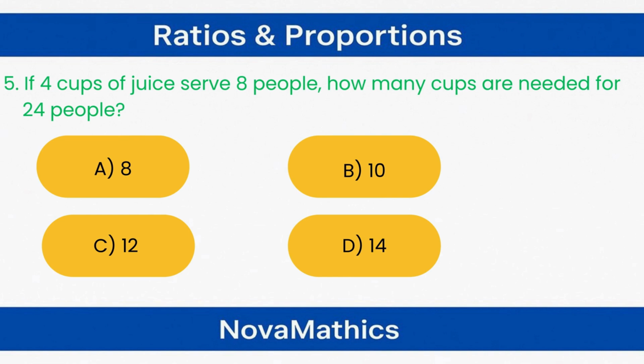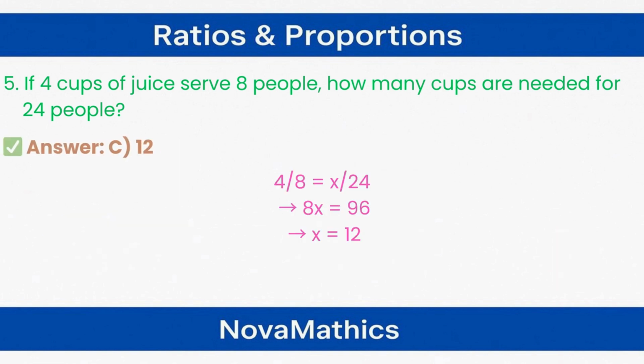5. If 4 cups of juice serve 8 people, how many cups are needed for 24 people? Correct answer is 12. 4 over 8 equals x over 24. Cross multiply. 8 times x equals 96. X is 12.